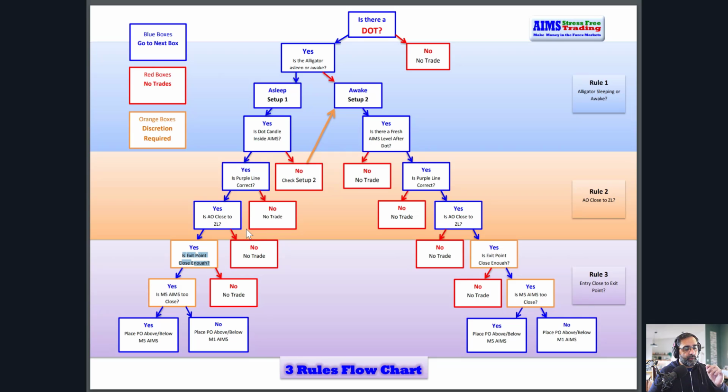And is AO close to the zero line? That's a subjective thing again. This could also be an orange box actually, because close to the zero line is subjective. You don't know exactly what it is. It would be very difficult to code this as well, to tell the expert advisor what exactly is close to the zero line. You can probably do that for one market, suppose DAX. You could run your test and find out what is the accurate number. I'll go to the charts now in a bit. So this is difficult. And then comes: is the exit point close enough?